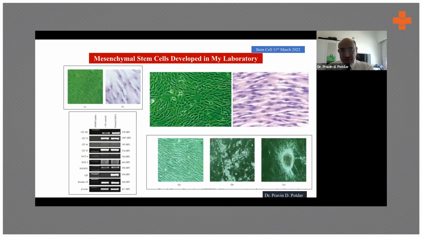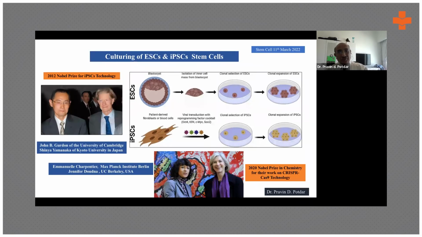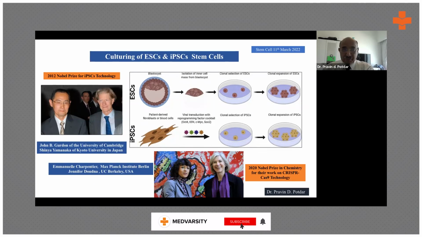Now these are the same which I already talked to you about. Now coming to the induced pluripotent stem cell, I have already told you it was mainly developed by these two scientists, Gurdon and Yamanaka, from Cambridge and Japan. They are really great people. They got a Nobel Prize in 2012 for making induced pluripotent stem cells from somatic cells. Somatic cells means what? Our general fibroblasts. We can use the general fibroblasts for our work.